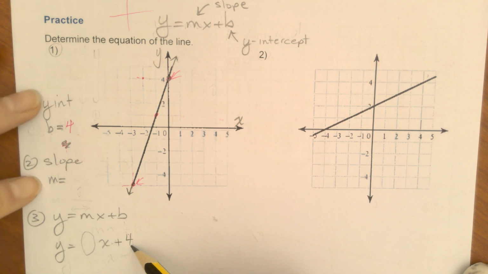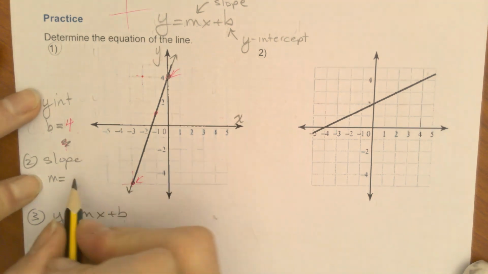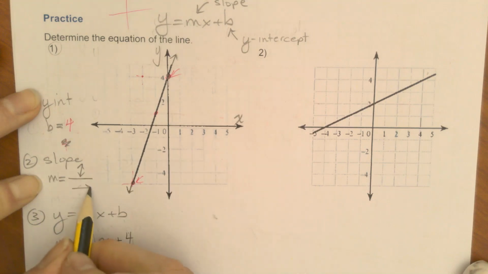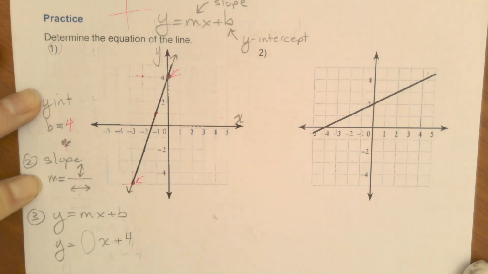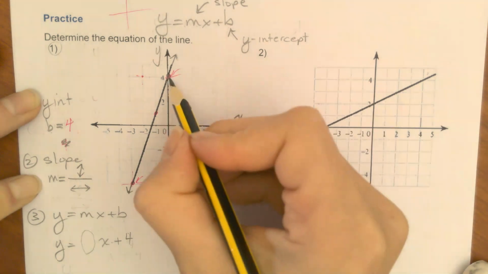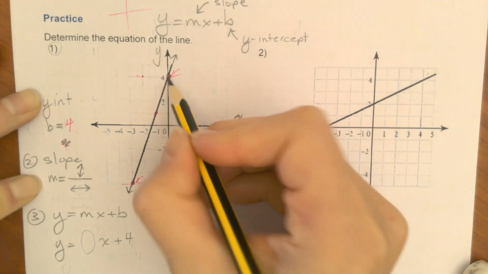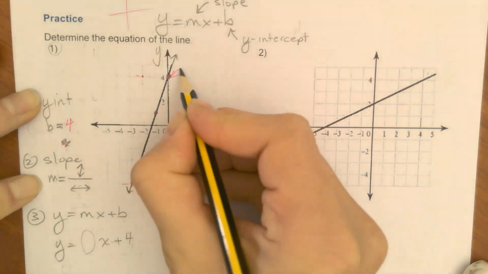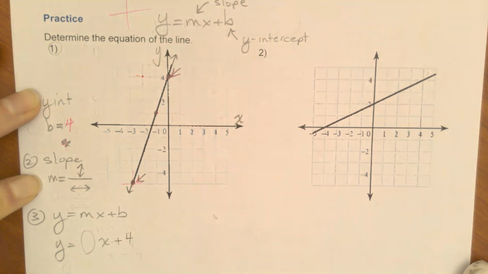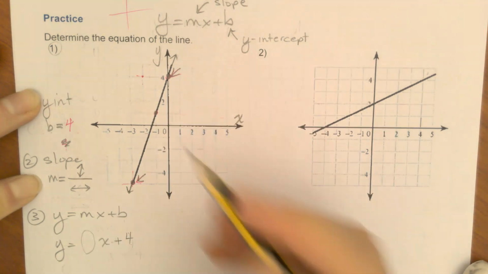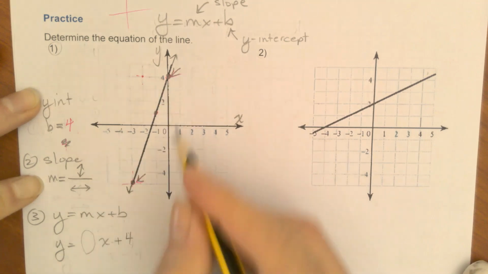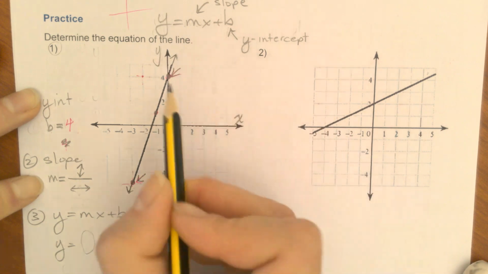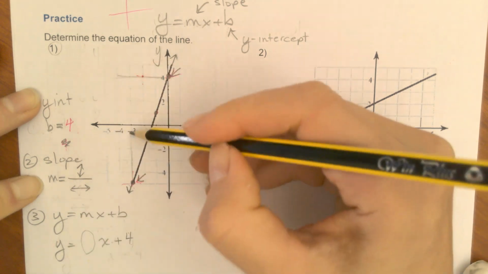Now my slope, I have to find. What is the change going up and down, and what is the change left and right between 2 points? But we need 2 points. So here's a nice point, here's a nice point, and here's a nice point. I'm going to choose this one and this one. It doesn't matter which two you choose, I'm just going to choose these. So I have to travel from this point to this point. Let's do it this way. I'm just going to draw the lines.